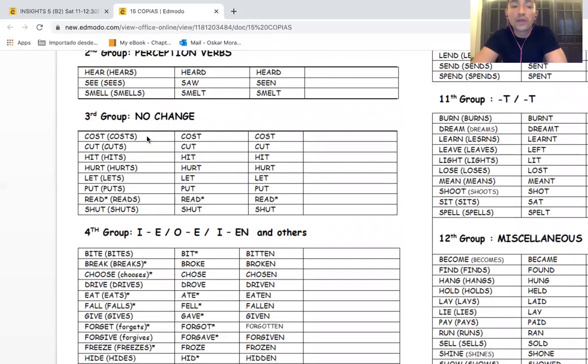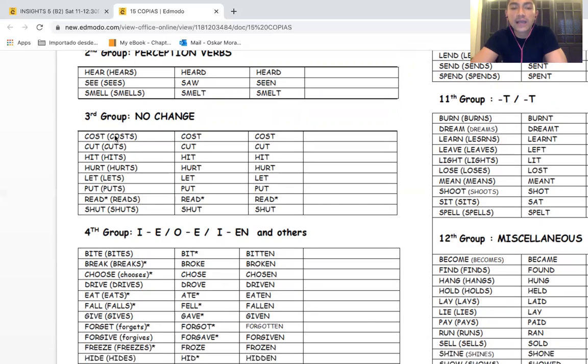Then we have the third group. These are probably the easiest ones because they do not have any change, so you don't have to modify them. Cost, for he, she, and it would be costs, and past would be cost. So it has no change. Cut, it's going to be the same. Cut. Hit, hit. Hurt, hurt.